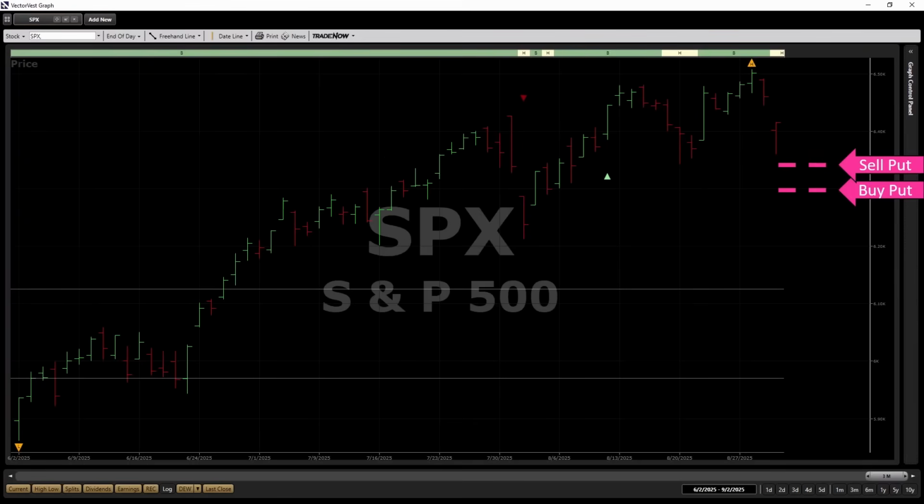Now, if the market goes up, I make money. Now, what else I'll tell you, if the market goes sideways, I'm still going to make money. And as long as the market stays above this level right here, I can still make money. So the market can even come down a little bit, and I'm still profitable in that trade.